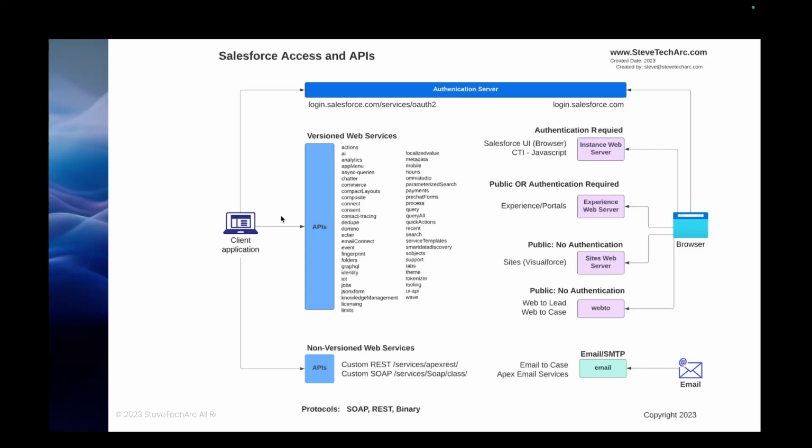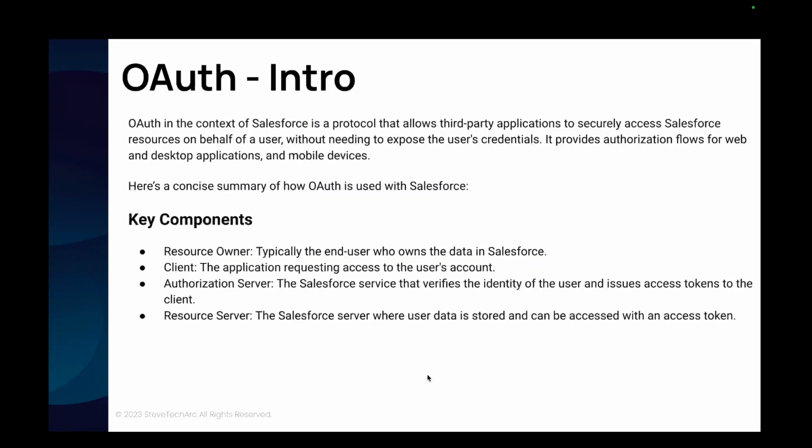You don't get the redirects, but what you do have is a multi-step process where you can hit the login OAuth server, and then you can go to what's called one of the versioned web servers or an unversioned web server, typically where the custom code is. Custom code for REST is at the services Apex REST. Custom web services for SOAP would be at the SOAP. Now, OAuth is that function coming from the left. So it's a protocol where it allows you to access Salesforce, but it has a multi-step process.